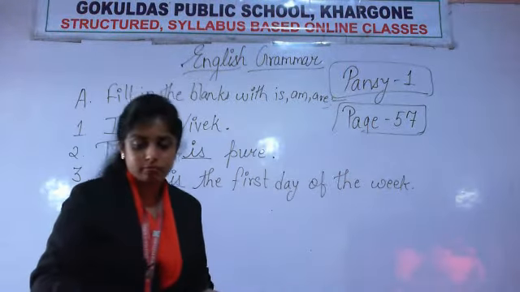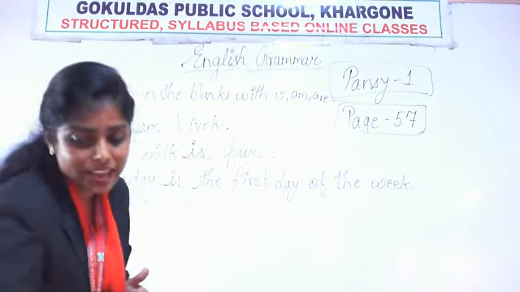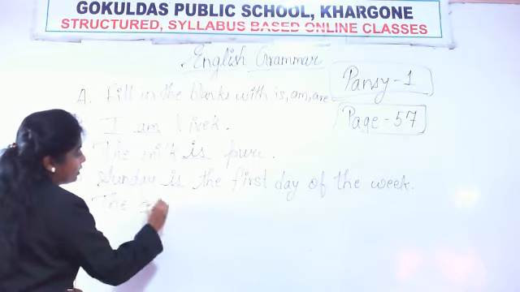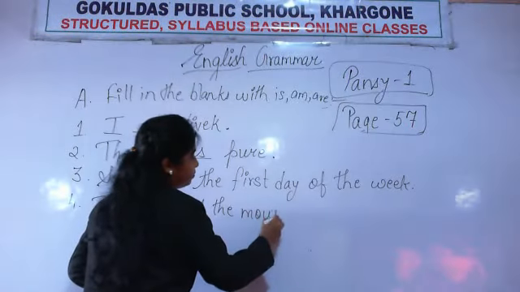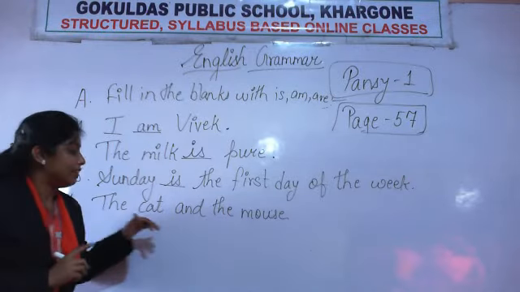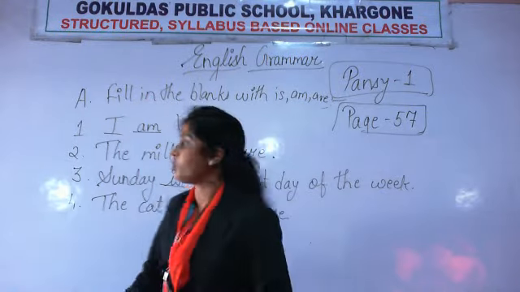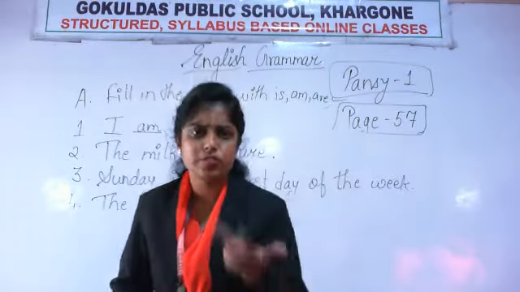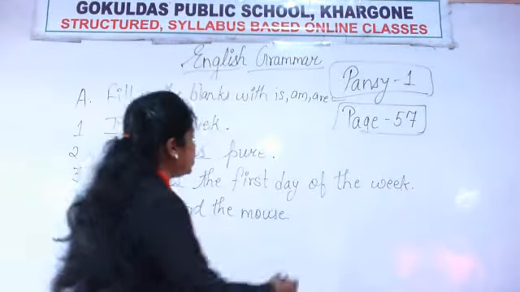Then sentence number 4. The cat and the mouse dash in the field. इतना बड़ा ये जो है ना, ये पूरा subject है. The cat and the mouse. In the sentence we are talking about the cat and the mouse. So this is the subject. That means we are talking about two animals, the cat and the mouse. Dash in the field.